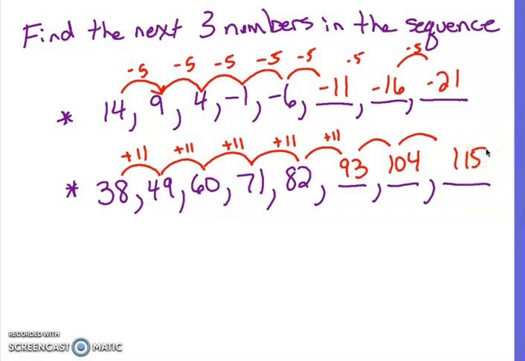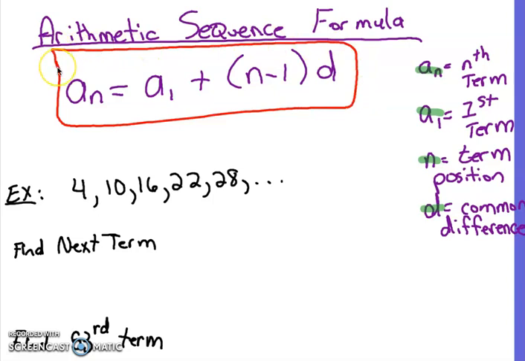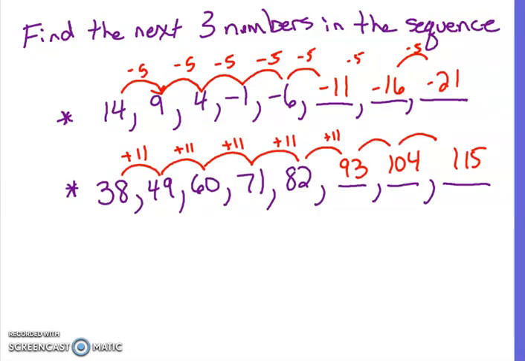So I found my next 3 numbers in the sequence. Now, there is a formula to actually do this for us instead of continuing on. So this is the formula that we need to make sure we understand what we're talking about. And before we even talk about that, make sure we understand a little bit about the sequence.